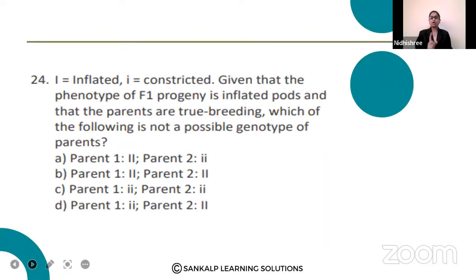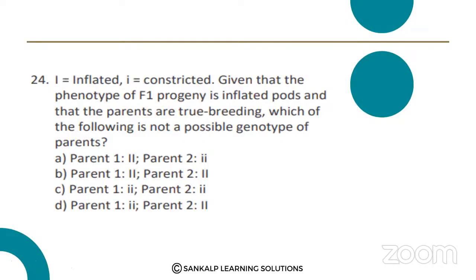The 24th question goes like this, guys. Anisha, concentrate here, please mute yourself, Gayatri and Saundarya. Until I read the complete question, don't answer. Capital I is equal to inflated. Small letter i is equal to constricted. Given that the phenotype of F1 progeny is inflated pods and that the parents are true breeding, which of the following is not a possible genotype? Until I read the question, please don't answer.